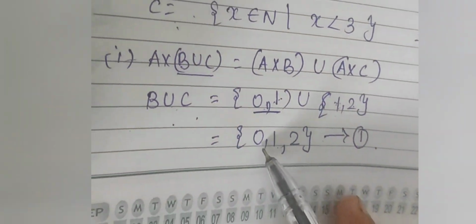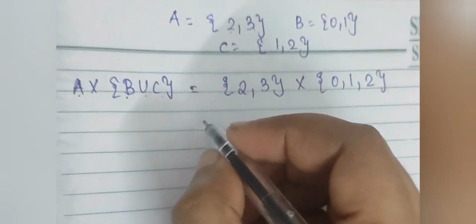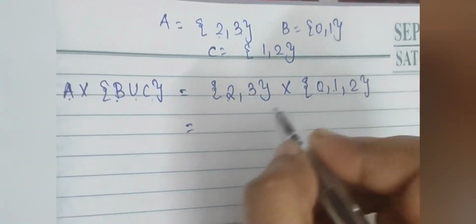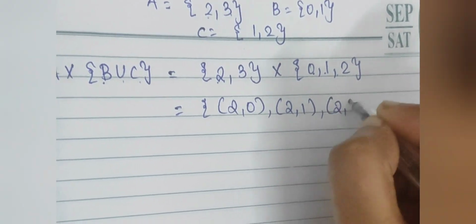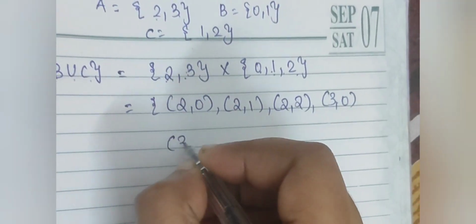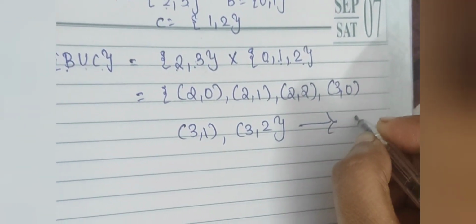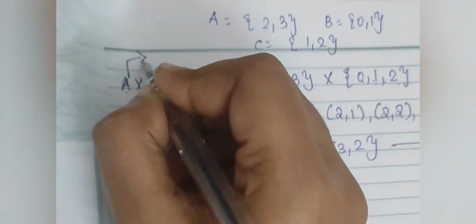So what is the value of B union C? {0, 1, 2}. So how to find the answer for this? (2, 0), (2, 1), (2, 2). Everything you will be writing in a bracket, isn't it? So (2, 0), (2, 1), (2, 2), and (3, 0), (3, 1), (3, 2). So this is equation number 1, and this is the answer for the left hand side.